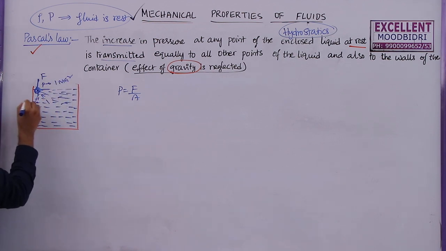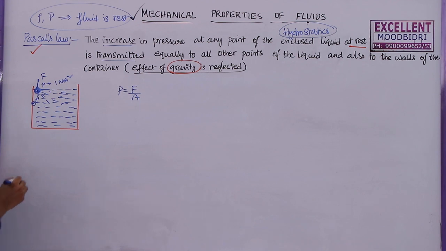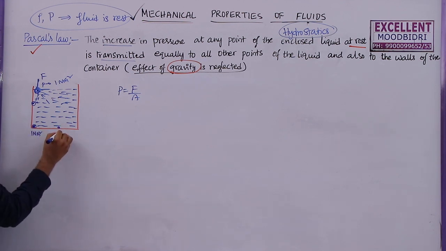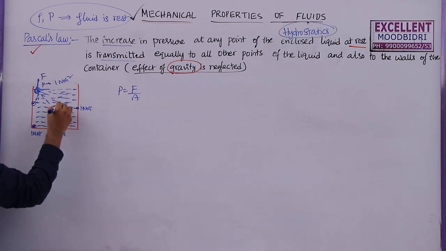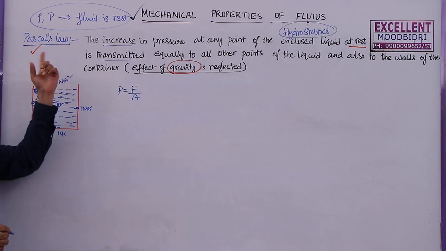So what is the increase in pressure at this point? 1 Newton per meter square. What is the increase in pressure? The previous pressure may be anything, but the increase in pressure at this point will be 1 Newton per meter square. Here 1 Newton per meter square, here 1 Newton per meter square. That means you see this Pascal's law statement.